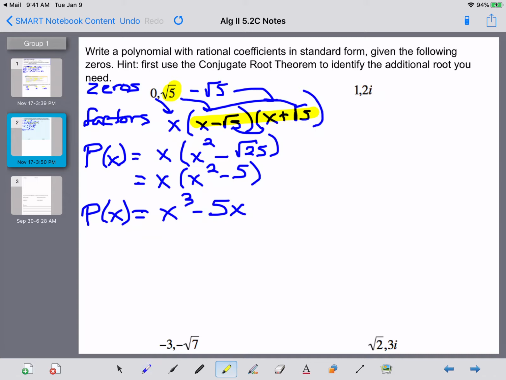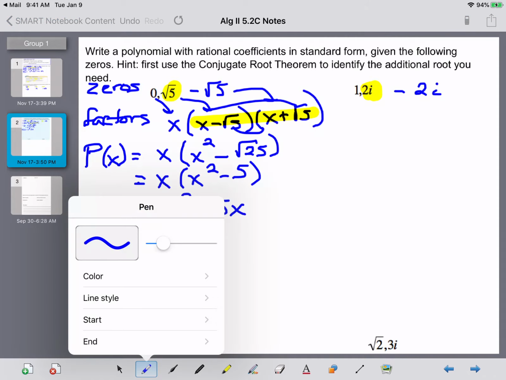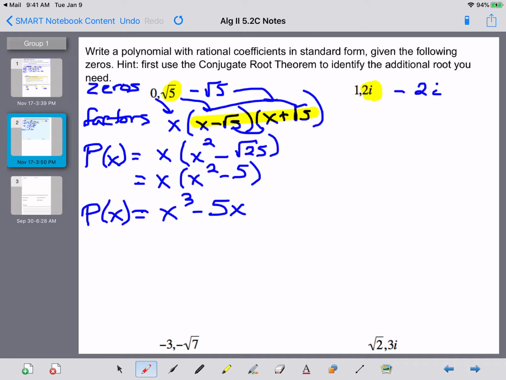All right, my second example, notice that I have a 2i. That implies that I also have to have a negative 2i. So looking at my factors from these zeros, the 1 came from an x minus 1. The 2i came from an x minus 2i. And the negative 2i came from an x plus 2i.